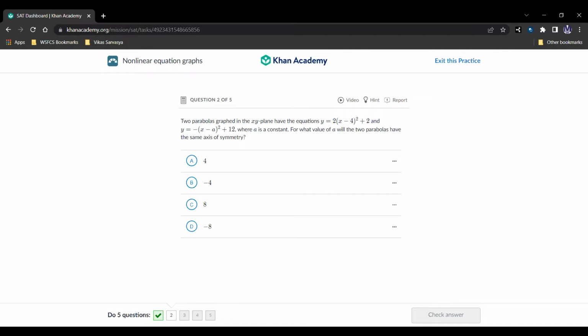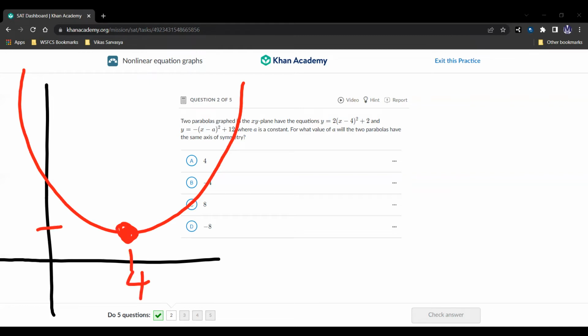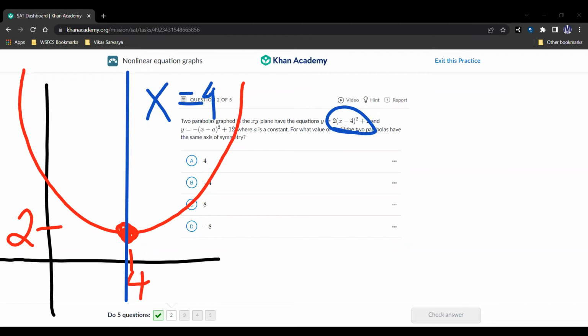So if we draw the xy plane, the first parabola is going to look something like this. That was a horrible parabola, but it's going to look something like that, where this point right here is 4 and 2, because if we plug in 4 as x, we just get 2 at that point. Now the axis of symmetry here is going to be right here. I cannot draw a straight line apparently, but that's fine because we have a line tool. This axis of symmetry is going to be at x equals 4, which is what was in here, which means that (x minus a) squared is going to be (x minus 4) squared.